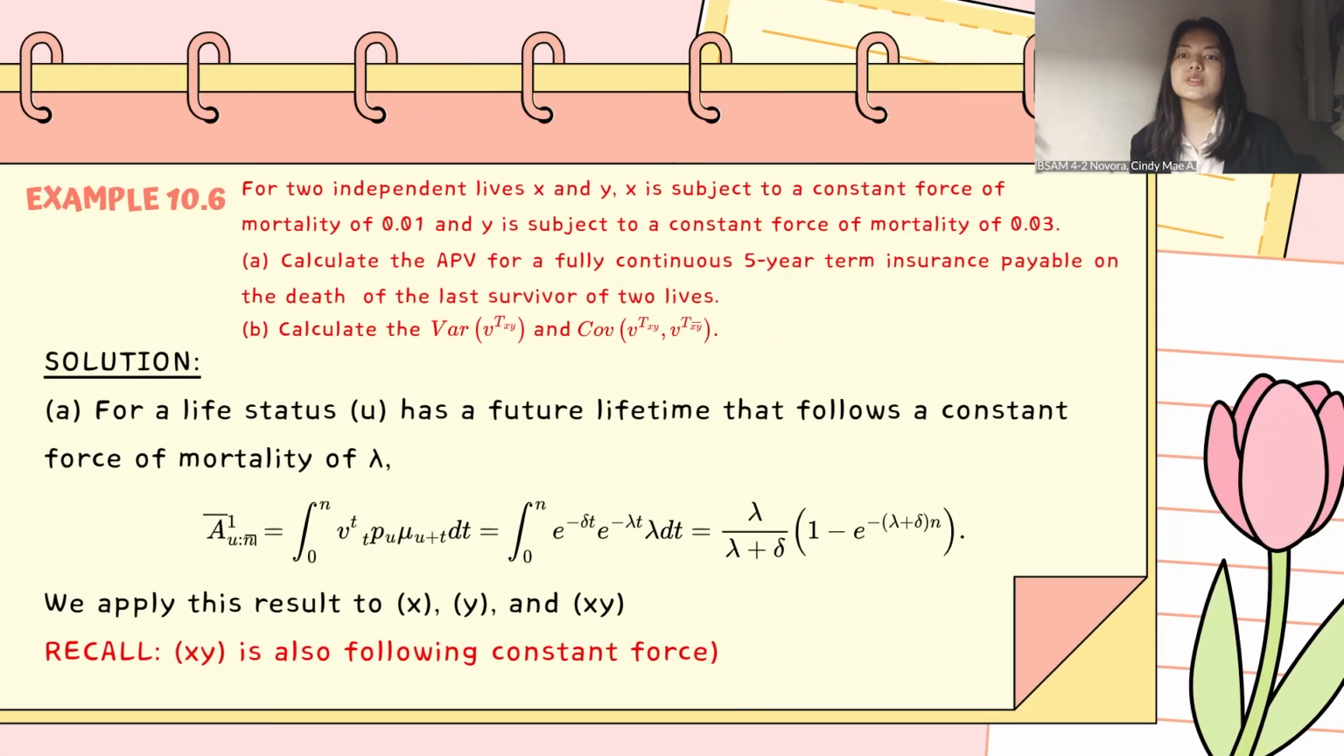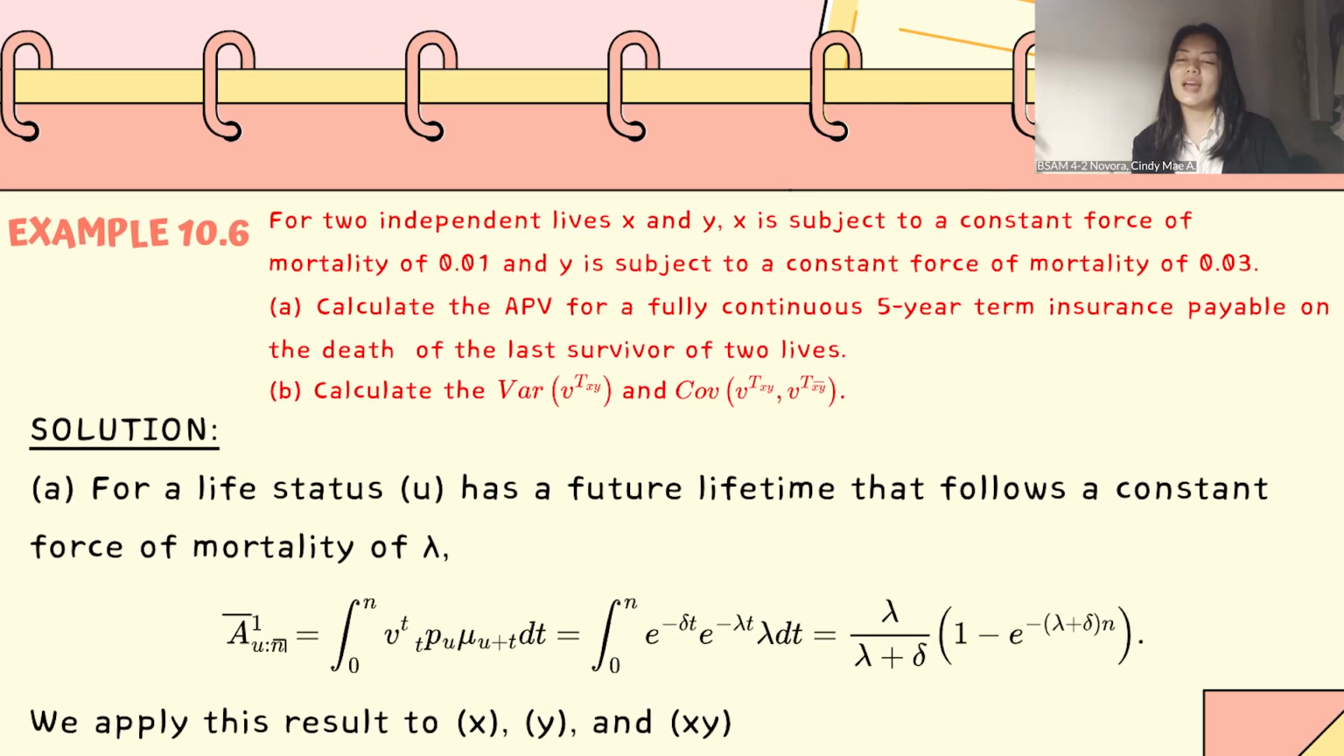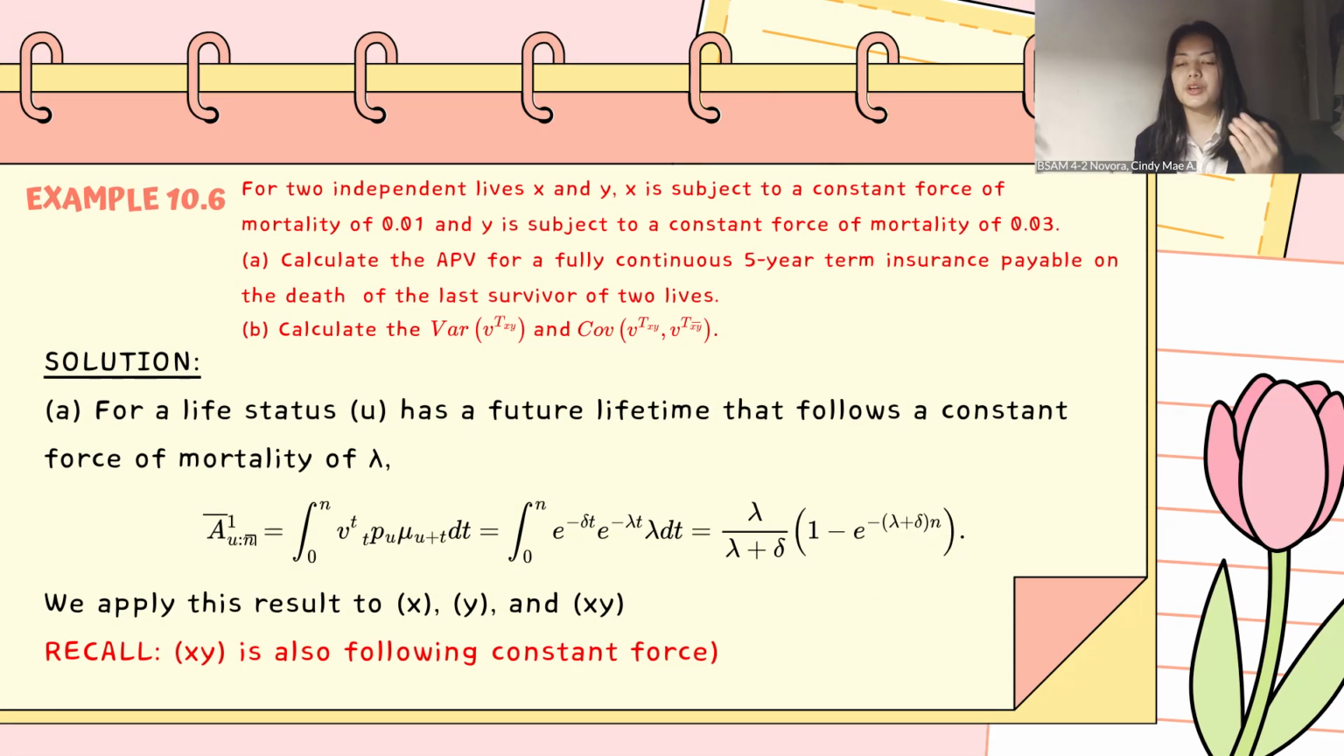Now, let's apply this to example 10.6. We analyze a 5-year term insurance payable on the last survivor's death for two independent lives, where X's mortality rate is 0.01 and Y's mortality rate is 0.03. Our goal is to calculate the APV, variance, and covariance.